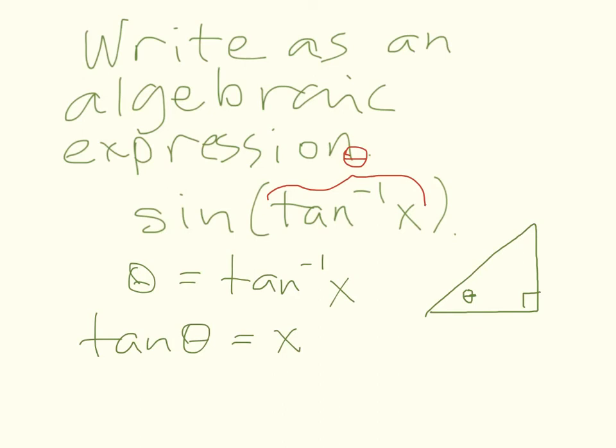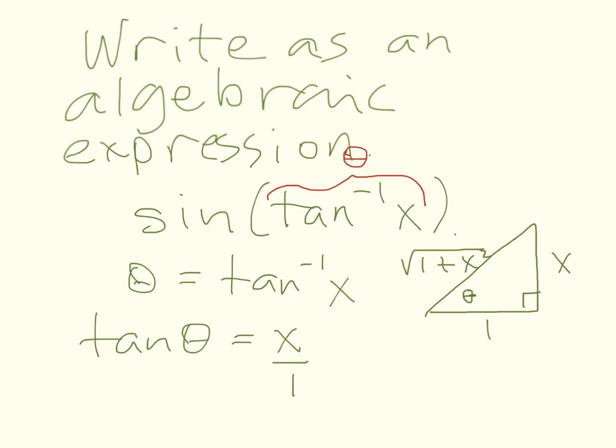And since the tangent of theta is opposite over adjacent, and x is x over 1, we know the opposite side has to be x, and the adjacent side has to be 1. So then by the Pythagorean theorem, we can find out what the hypotenuse is. It's going to be the square root of 1 squared plus x squared.